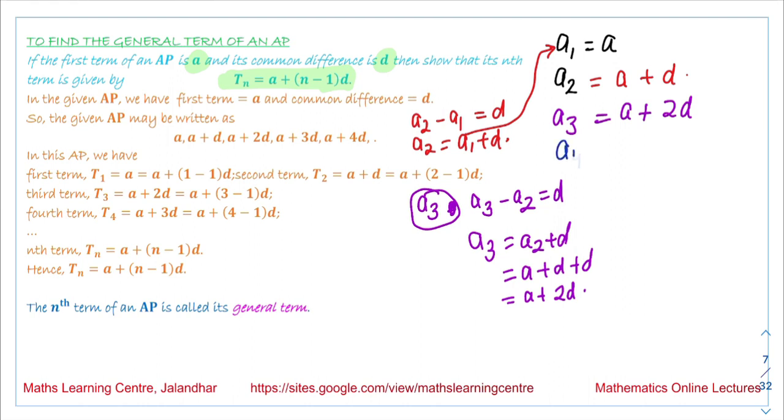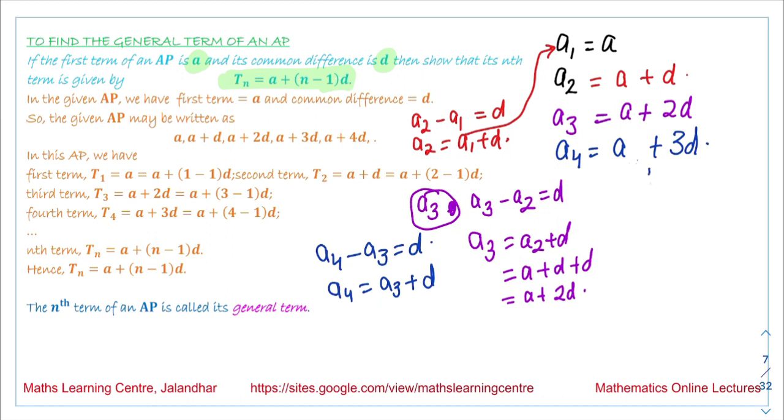Next we are talking about A4. So A4 minus A3 should be D. So we are saying A4 is equal to A3 plus D. So the answer we get is A plus 3D. We are adding D to it. So we are getting the answer in this form.